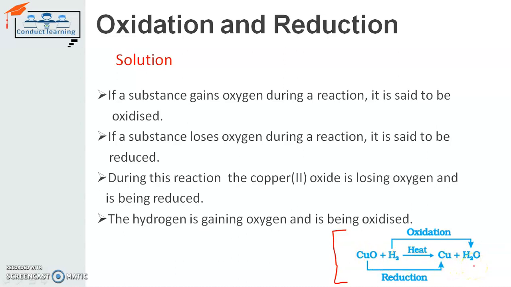That means hydrogen gas. That means the oxidation of hydrogen has happened because oxygen is combined with hydrogen, and here oxygen is removed from copper. So that's why the reduction has happened with copper. So oxidation is defined where oxygen is added to the substance, and reduction happens when oxygen is removed from the substance. So here the meaning of oxidation and reduction is clear to you.